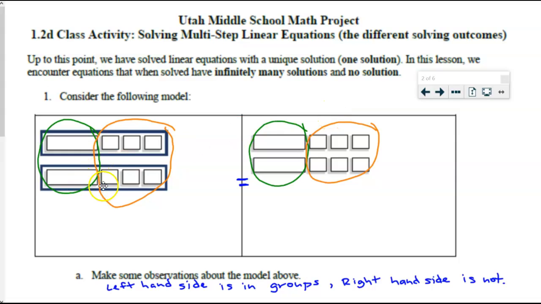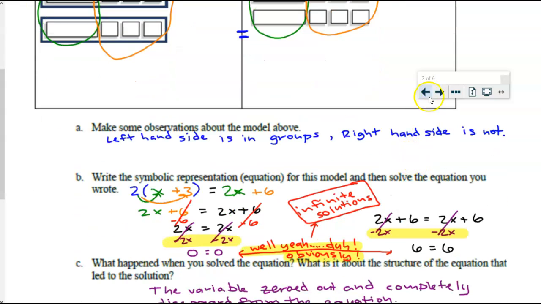We had this model and we saw, wait a second, those two look identical, with only one difference being that the same amount of tiles here are in groups and the same amount of tiles here are not in groups. And when we continued to solve, we realized that they look identical because they are, leading us to infinite solutions.